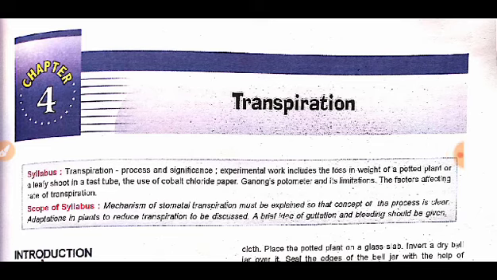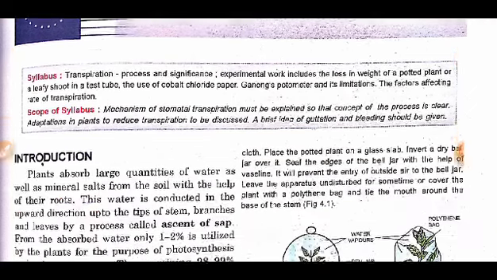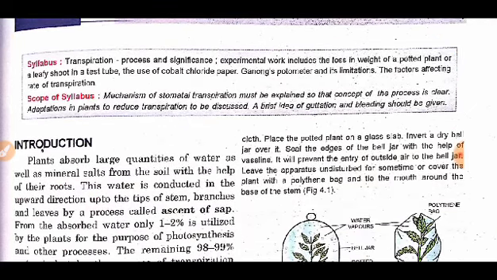Today we will start our new chapter number 4, Transpiration. In this chapter, your syllabus is Process and Significance of the Transpiration. Experimental work includes the loss in weight of a potted plant or a leafy shoot in a test tube, the use of cobalt chloride paper, Ganong's potometer and its limitations, the factor affecting rate of transpiration.